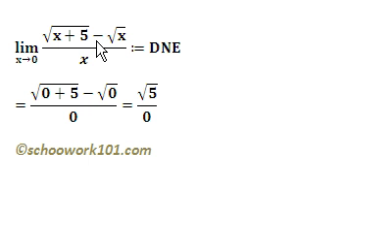Okay, we've got the limit of the square root of x plus 5 minus the square root of x, over x, as x approaches 0, and I'm claiming that this limit does not exist. So we do the direct substitution, plugging 0 in for x, and we get the square root of 5 in the numerator and 0 in the denominator. And of course, when we get 0 in the denominator and a number other than 0 in the numerator, we can say that this limit does not exist.